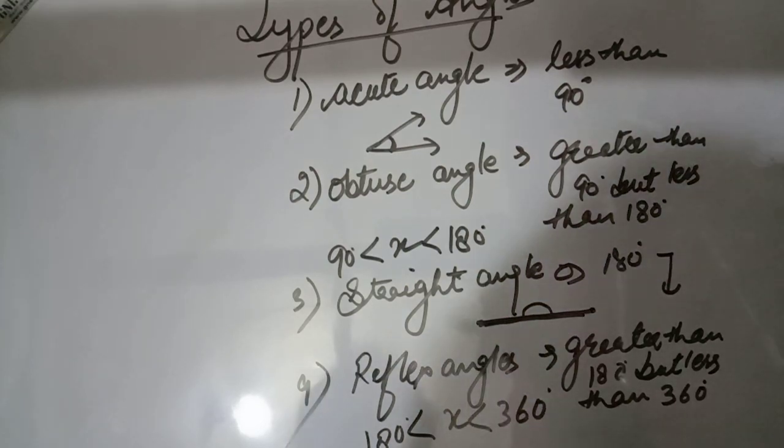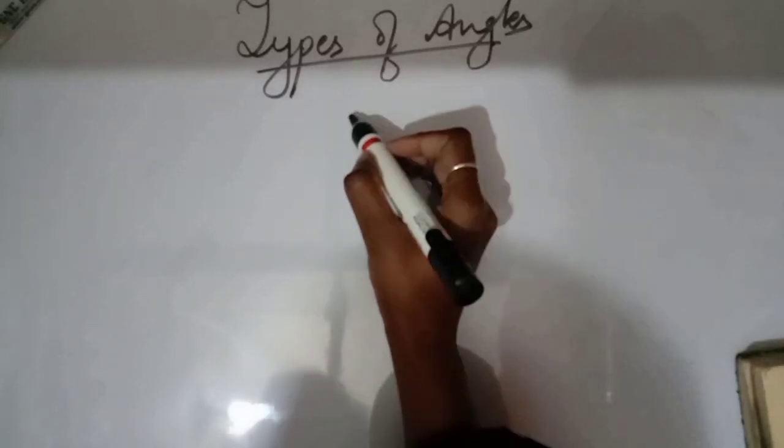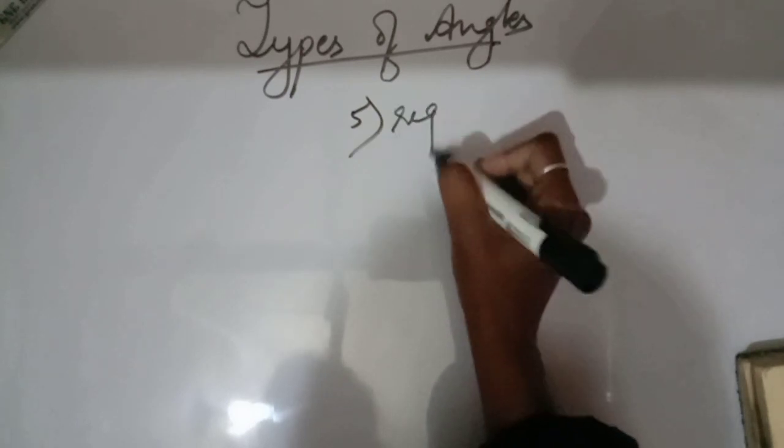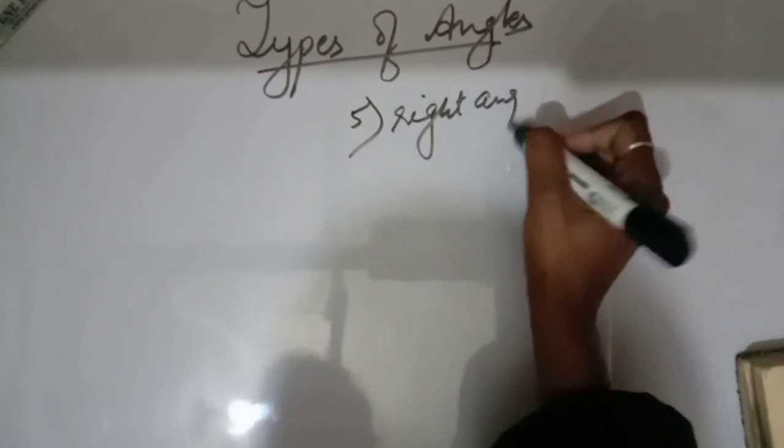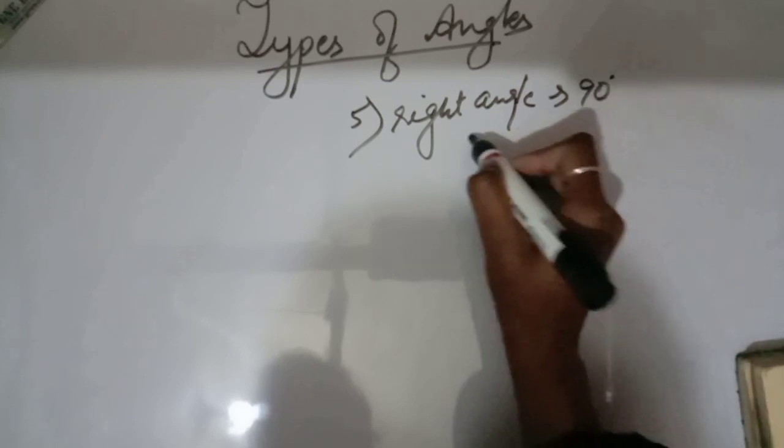Okay. The other angle is the right angle. An angle equal to 90 degrees is a right angle.